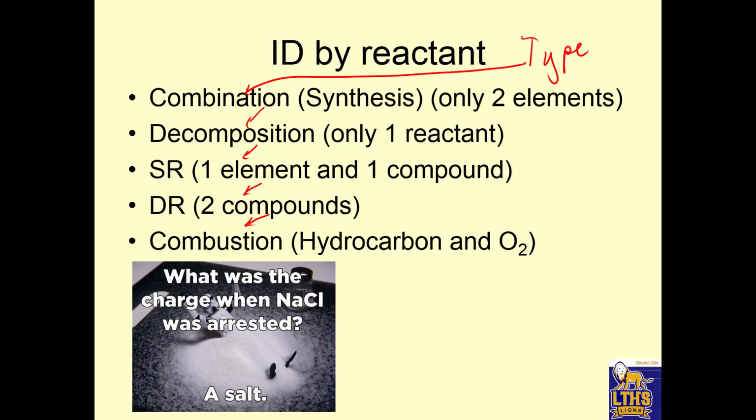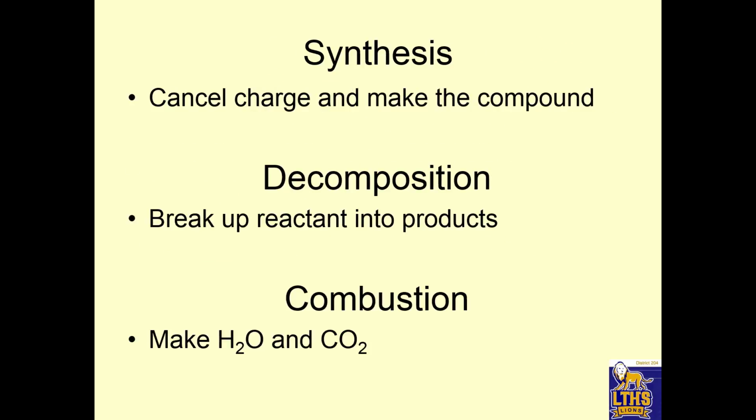Once you know what kind of reaction it is, it's easy to predict. In a synthesis reaction, since you're only making one product, another name for combination, you have to cancel the charges of the elements involved to make the compound. In a decomposition reaction, since you're only starting with one reactant, you have to break up the reactant into products, and we're going to go to elements. And then in combustion, once you recognize it's combustion, you know the products are going to be H2O and CO2.